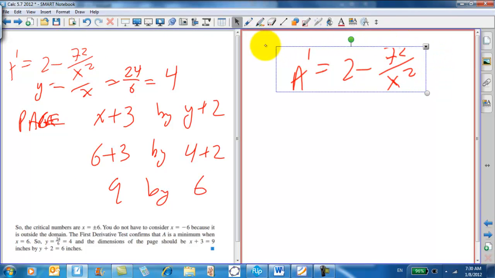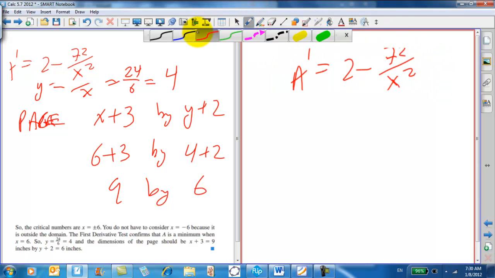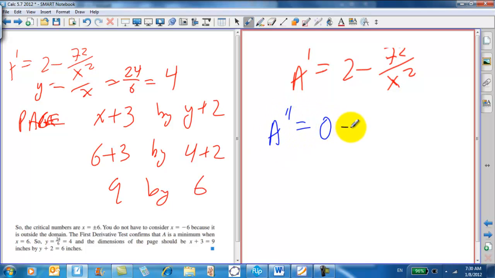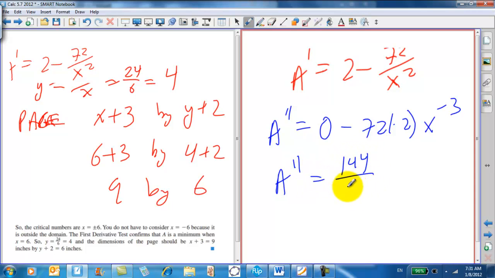That's our first derivative. So now when we do the second derivative, it'd be 0 minus, remember there's x to the negative 2, so it'd be minus 72 times negative 2 x to the negative 3. So we get the second derivative is 144 over x cubed.